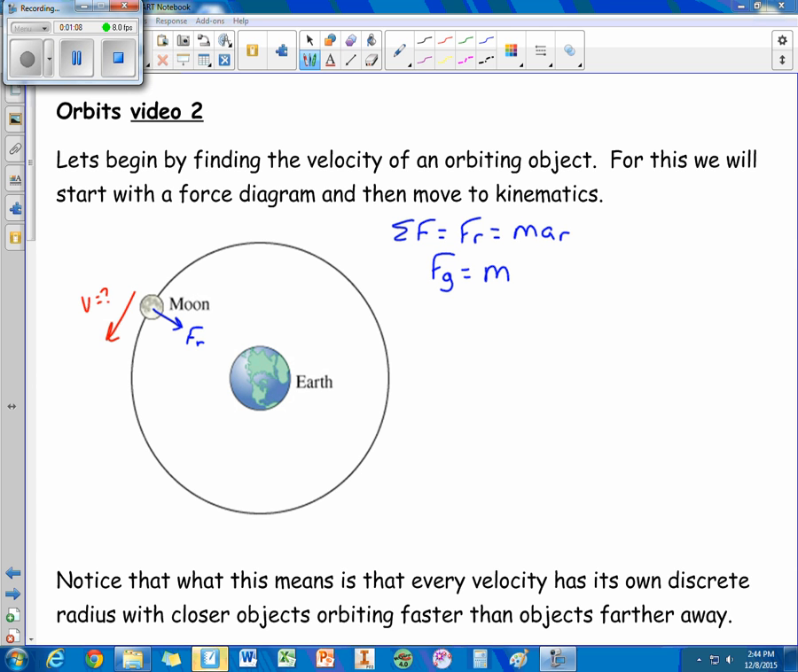Now I have two formulas for radial acceleration, and since I want the linear velocity, I'm going to go with the v squared over r. Now r is going to be the distance from the center of the moon to the center of the Earth, or center of the satellite to the center of the Earth. All right, gravity has its own formula. It's capital G and the product of the two masses divided by the distance between them squared.